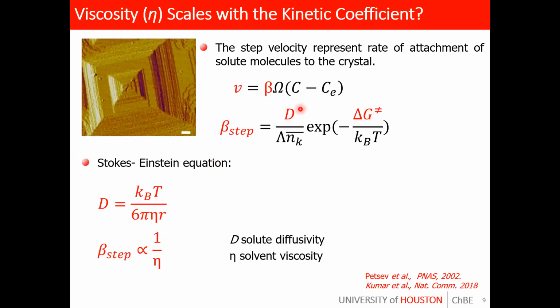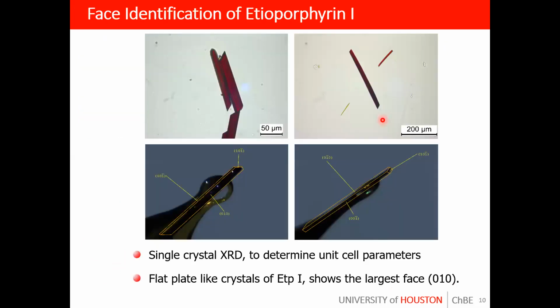So the solute diffusivity is actually inversely proportional to the solvent viscosity. So the step kinetic coefficient is inversely proportional to the solvent viscosity, and it also depends on the activation energy barrier. So in order to quantify the kinetics, we measure the step velocities on the flat face of etioporphyrin 1, which is actually the O1O phase as identified by single crystal X-ray diffraction.